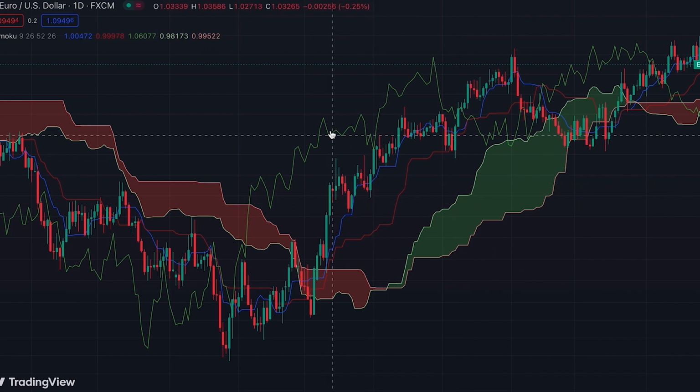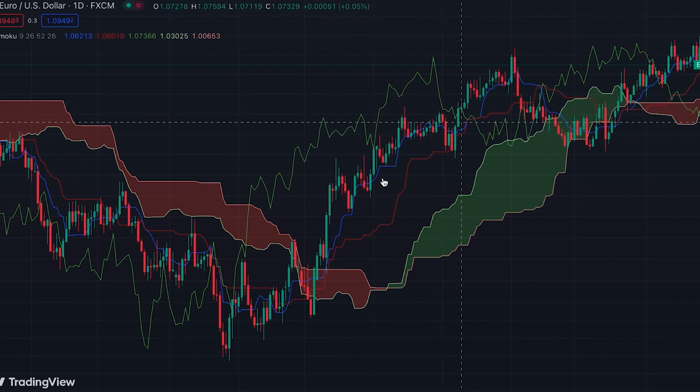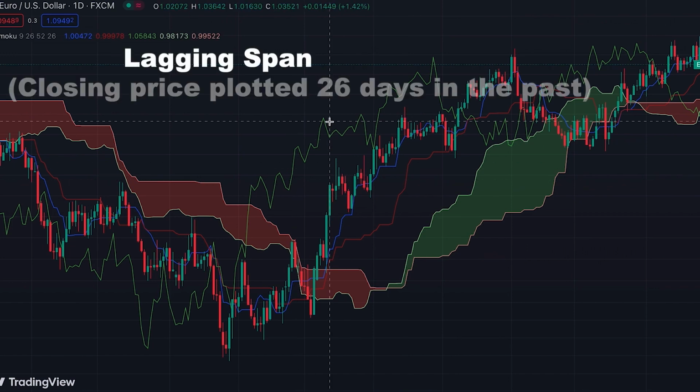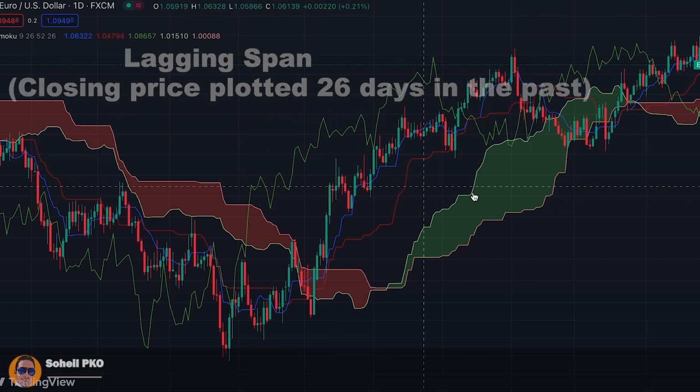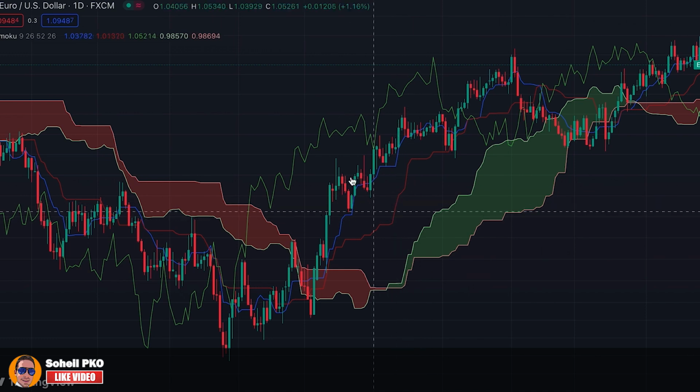And the last one, this dark green line that sometimes moves close to the price action and at other times far from the price action, is called lagging span, and it's actually the closing price that is plotted 26 days in the past. Alright, now let's see how we interpret this indicator and use it for trading.